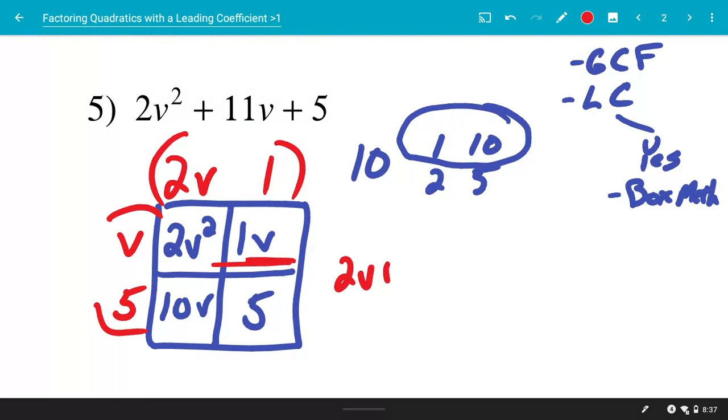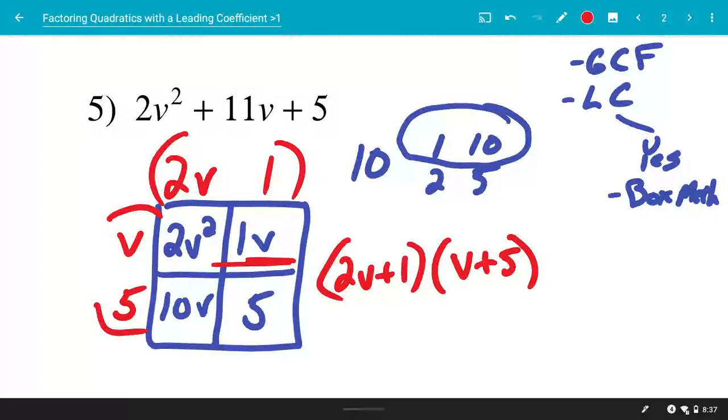So I have 2v plus 1. Why is it plus 1? Well, because that's a positive 1. And then v plus 5. And that is how you factor using the box method.